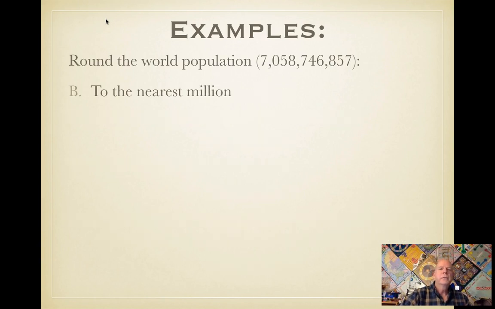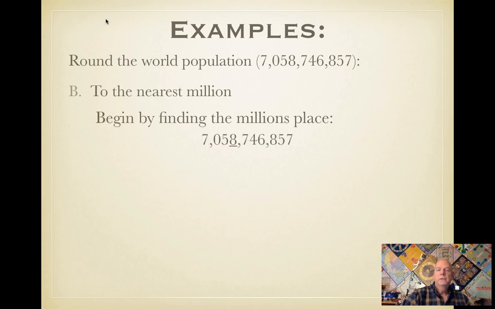All right, let's look at another example. Same number, but now we're going to change the place. Now we're going to round it off to the nearest million place. Again, the first job is to find the millions place. The millions place is right after the 100,000s place, depending on which way you're looking at it. In this particular number, it's that 8 right there, in 7,058,000,000. That 8 is the millions place, and I have it underlined here. That's the number that we're trying to decide whether we keep the way it is or round up. So again, we look at the digit to the right.